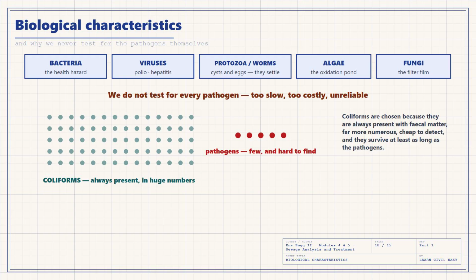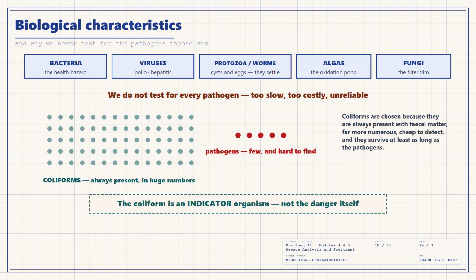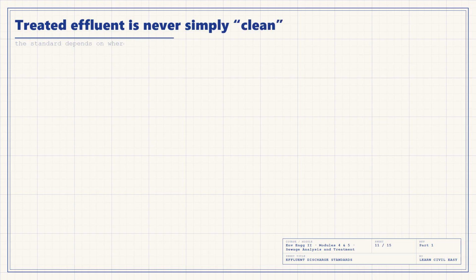Why coliforms? Because they are always present when fecal contamination is present. They are present in far larger numbers than the pathogens. They are cheap and easy to detect, and they survive in water at least as long as the pathogens do. So a low coliform count is good evidence that the pathogens have gone too. The coliform is an indicator organism, not the danger itself, and the result is reported as the most probable number, MPN per 100 milliliters.